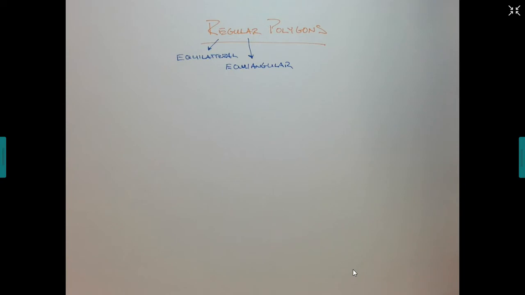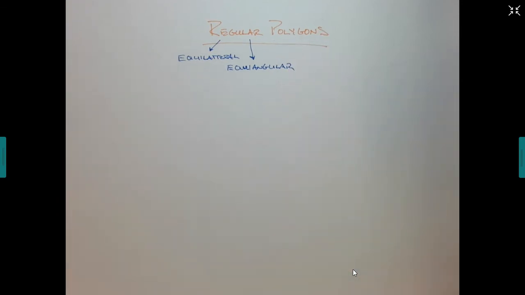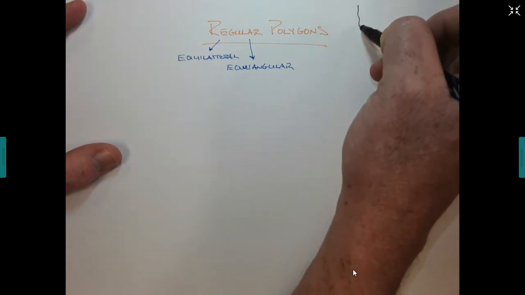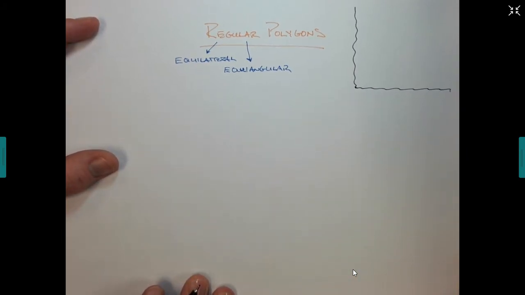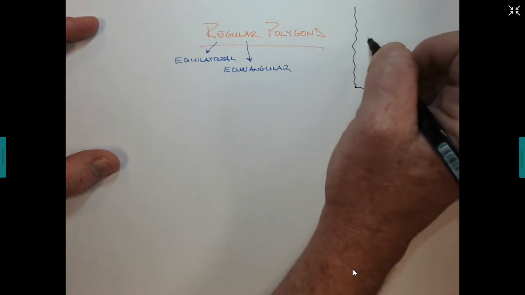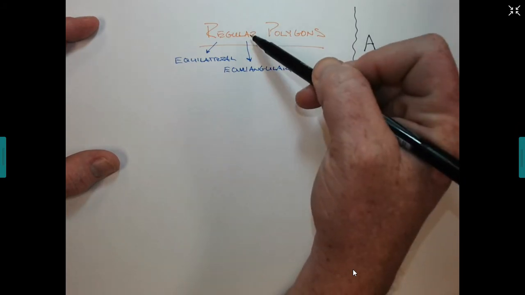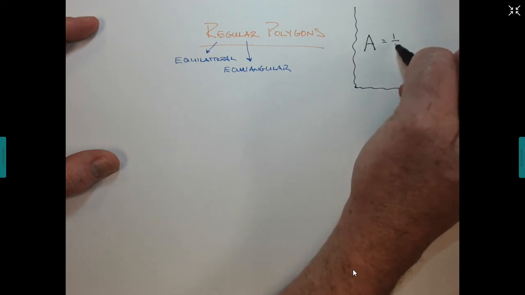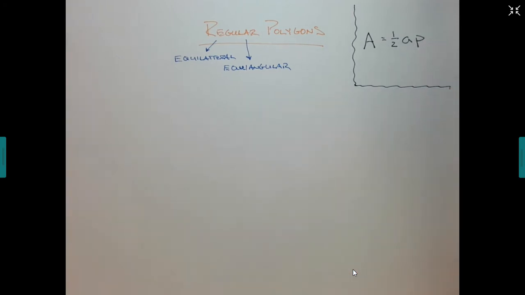Now, the cool part about this is there is one formula. And notice polygon just means many sides. So as long as we have three sides, we're really talking about a polygon. We have a cool formula or equation that will help us find the area. It doesn't matter if we have 3 sides or 300 sides, as long as the object is a regular polygon, we can find the area by doing 1/2 times a times P, okay?